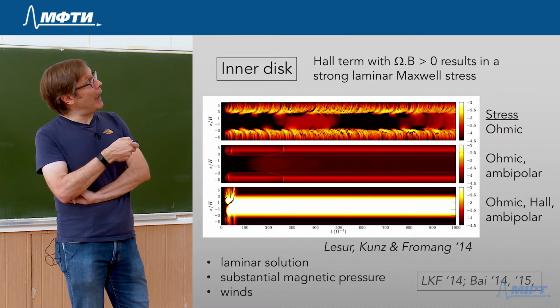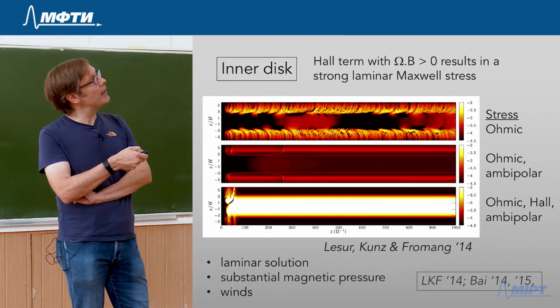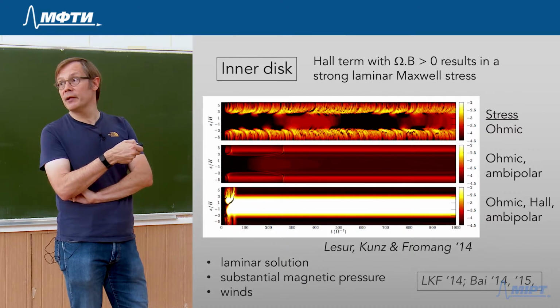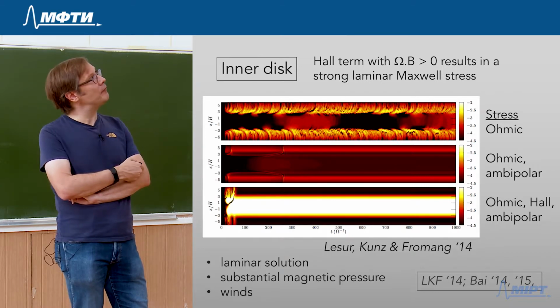Okay? But these different panels show different combinations of physics that have been included in local numerical simulations of these disks. Okay? So in this upper panel, we just have ohmic diffusion. Okay? So ohmic diffusion is damping turbulence near the midplane, and then an ionized surface layer is sustaining some turbulence in the disk atmosphere. Okay? So this is rather like that ambipolar plot I showed before.